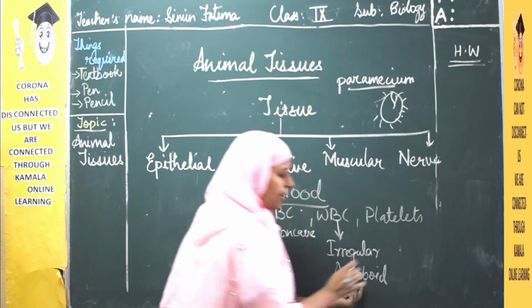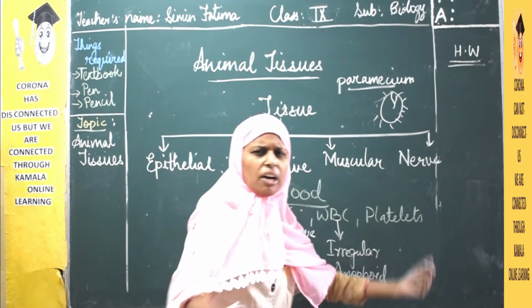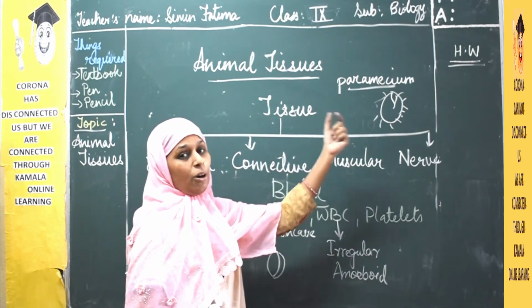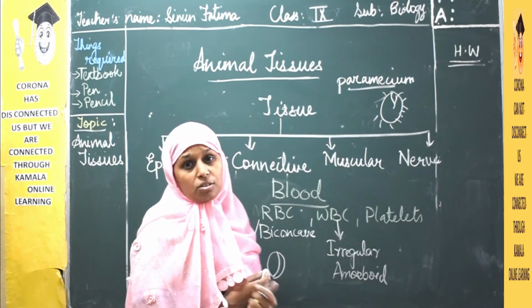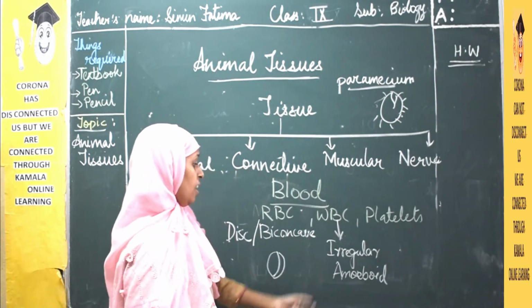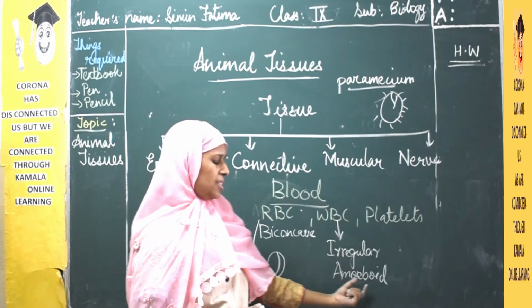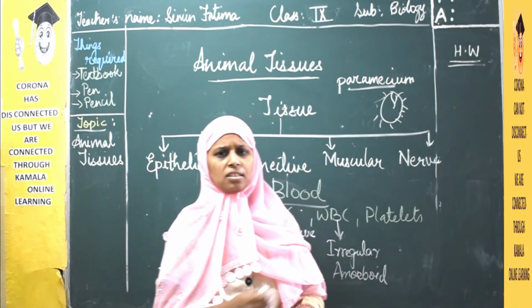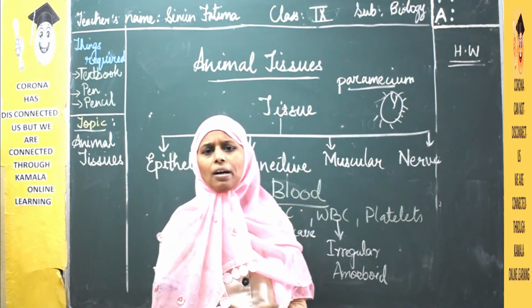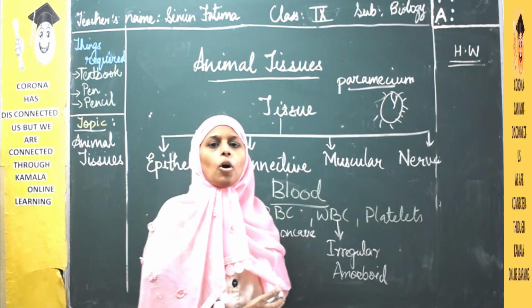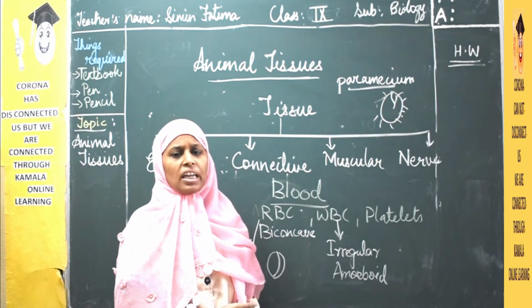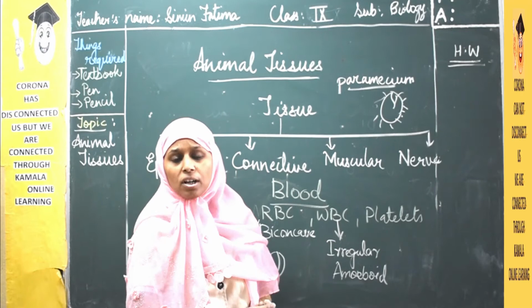Now, why does the term amoeboid come? Because all of you are aware of the term amoeba. What is it? It is a unicellular organism. Amoeba, we know, does not have a fixed shape. In the same way, WBC does not have a fixed shape. It's just like the shape of an amoeba. That is why it is called amoeboid in shape. That term is also called irregular in shape.